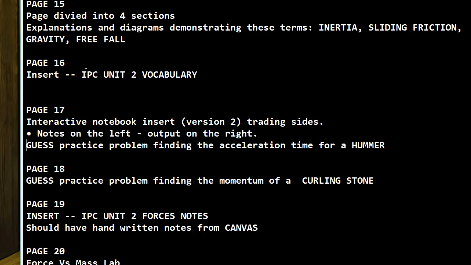Then we did a practice problem. On page 18, we also did another practice problem about momentum and a curling stone. So we just worked a couple of problems using the GUESS format. If you weren't here that day, copy them from someone.